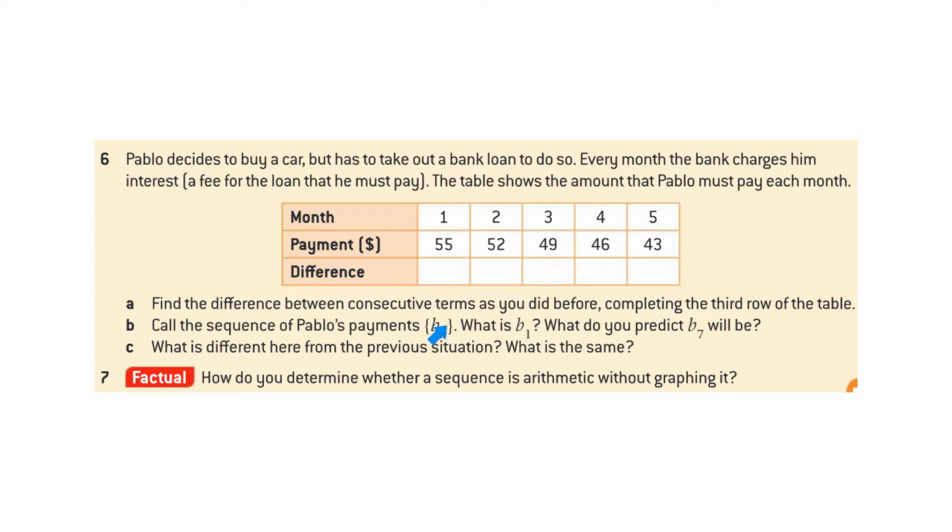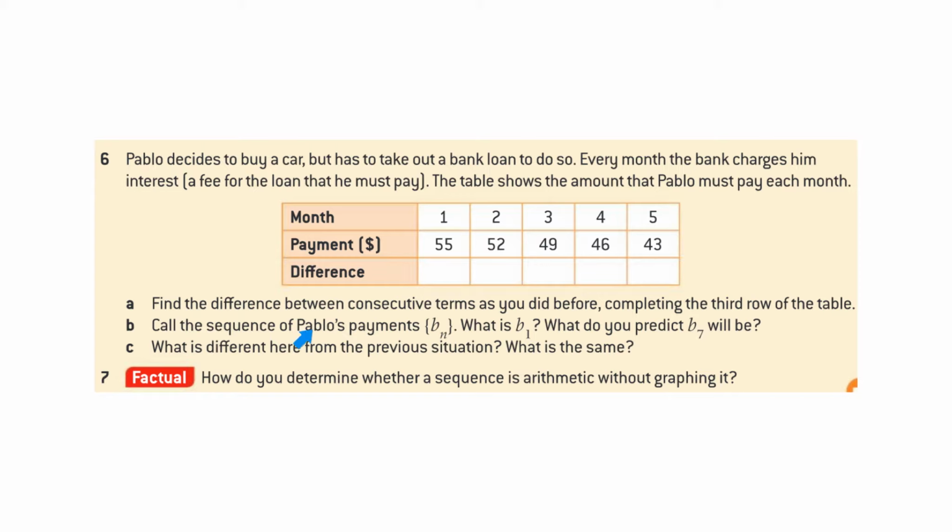A, find the difference between consecutive terms as you did before, completing the third row of the table. Okay, so what are the differences here? The difference between these two is minus 3. It'd be nice if this was in the middle here, but they've got it there. So I'm going to put a dash there like we did before. We'll put minus 3 because 55 minus 3 is 52. Again, we put minus 3 here because 52 minus 3 is 49. Minus 3, 49 minus 3 is 46, and 46 minus 3 is 43.